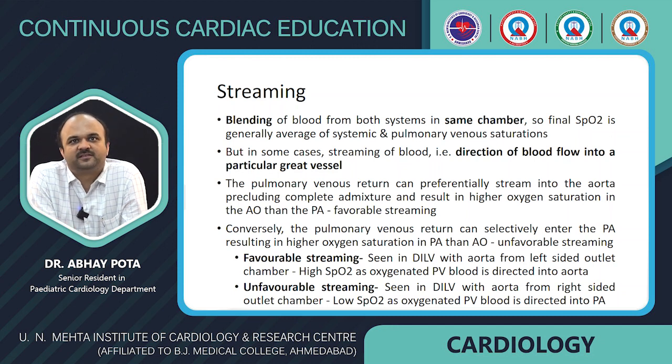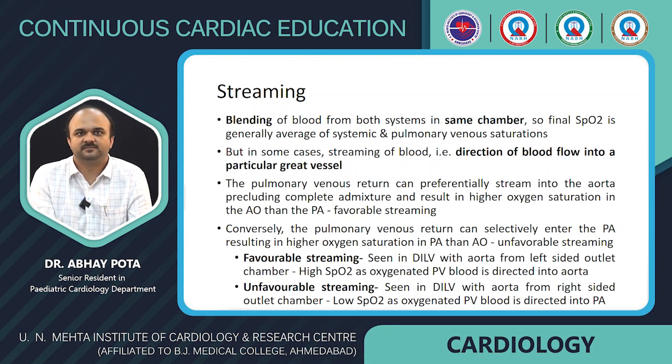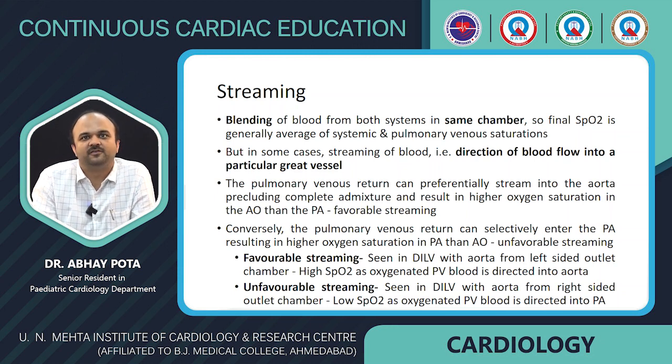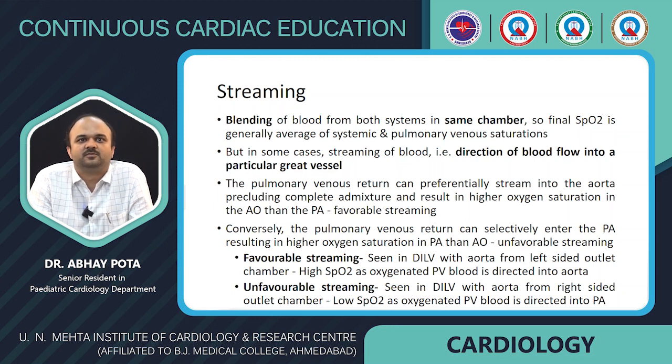Conversely, the pulmonary venous return can selectively enter the pulmonary artery, resulting in higher saturation in the PA than the aorta. That is called unfavorable streaming, leading to excessive desaturation. So, unfavorable streaming is seen in case of DILV with aorta from a right-sided outlet chamber, with low saturations as oxygenated pulmonary venous blood is going into the PA instead of the aorta. Thus, it is apparent that for the identical pulmonary blood flow, saturation can vary considerably depending on the streaming in the common mixing chamber.